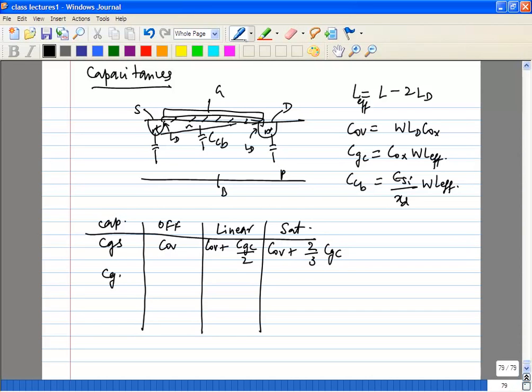How about CGD? It's very similar. In off it's the same, C overlap. In linear it's the same, C overlap plus CGC over 2. So those two cases are identical for the drain and the source. In saturation you only have C overlap because you no longer have the channel on the drain side.